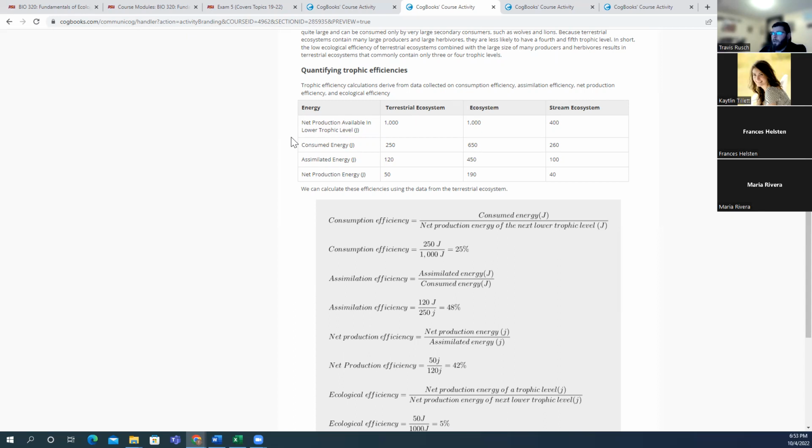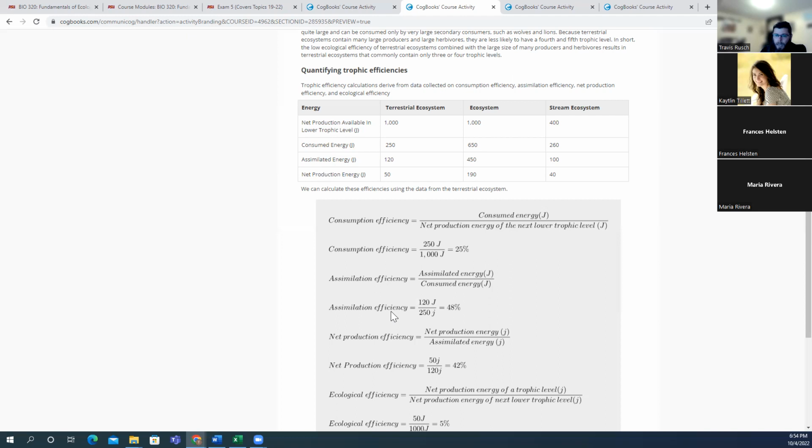Yes, you will be given a completed table. So you will have the numbers, because there's no way to calculate these as far as Cogbooks told you. This is energy in joules, and the reason that it's percentages without labels is because you're dividing by the same units, right? So it's energy in joules divided by energy in joules. Both joules get crossed out, and then you're just left with a unitless number, which is the percentage efficiency.